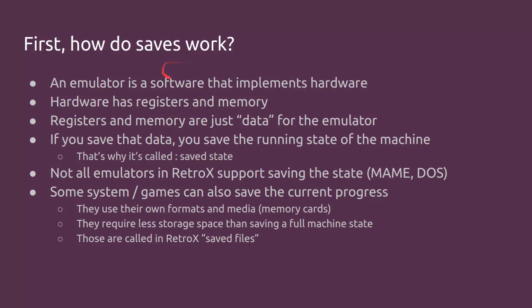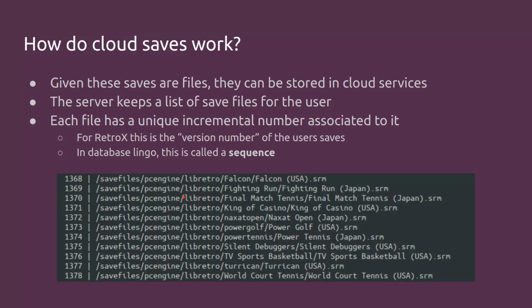In RetroX, you can store both types of saves in the cloud, the state of the machine, or the save files, which is the name I'm using for the memory cards, for example. So if the states or the progress are only files, these files can be sent to the cloud to be saved. What I did in RetroX is that every user has a list of files, and for each file, there is a number associated. Here you can see an example.